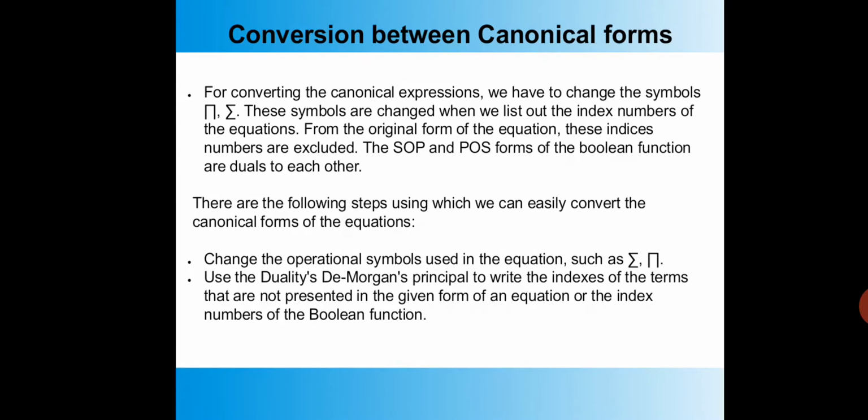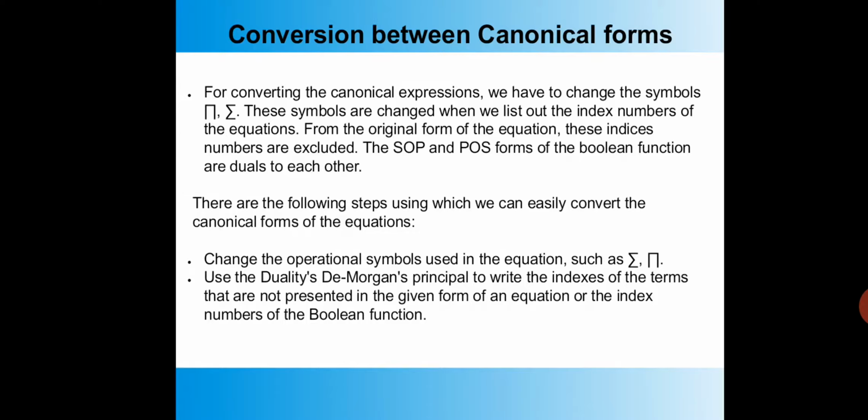Now there is a concept of conversion between canonical forms. How do we convert the canonical forms? For converting the canonical expression, we have to change the symbols, pi as well as sigma. The symbols are changed when we list out the index numbers of the equation. How to list the index numbers? I will show you with an example how exactly you can list the index numbers of the equation. From the original form of the equation, these index numbers are excluded.